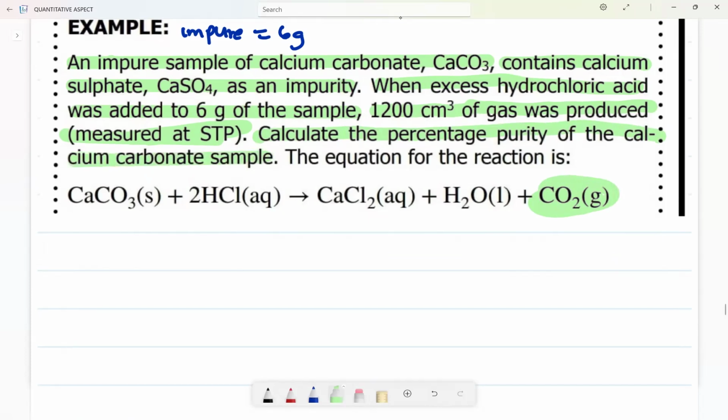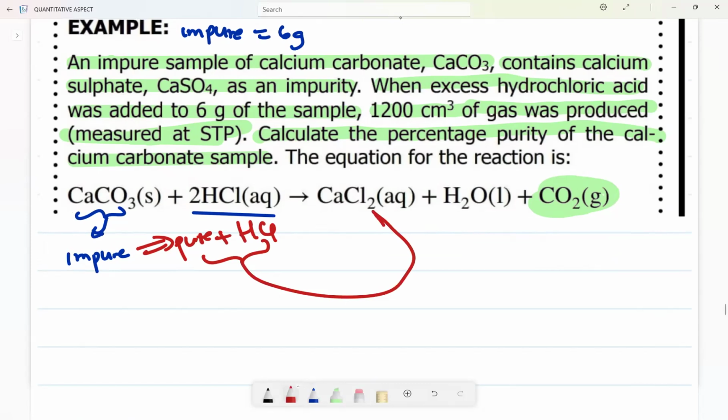So I want you to understand this. I know that this is impure, right? And I cannot use the HCl because it is in excess. This one is an impure, right? So when this impure reacts with HCl, only the pure will react with HCl to produce what? All these three.